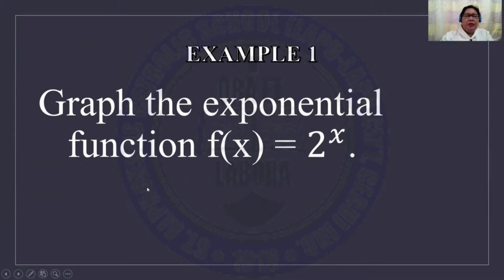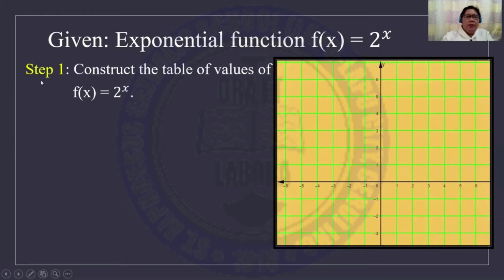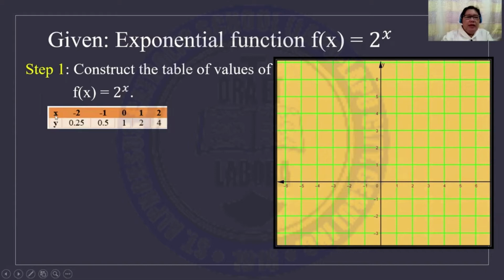Let us have example number 1. Graph the exponential function f of x is equal to 2 raised to x. Let us have now the graph of f of x is equal to 2 raised to x. For step 1, we have to construct the table of values of the function. The assigned values of x are negative 2, negative 1, 0, 1, and 2, and the corresponding values of y are 0.25, 0.5, 1, 2, and 4.